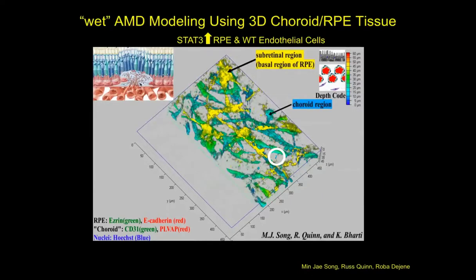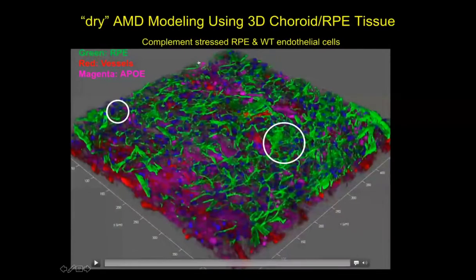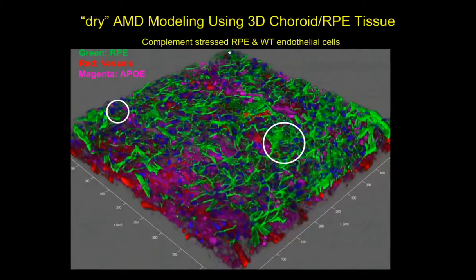Now I want to switch to another model, which is the other kind of advanced AMD, the dry AMD. In this case, similar tissue, but we have stressed it with a complement stressor, which has been shown previously to induce drusen-like deposit formation in a dish. And you can already appreciate that the RPE looks fairly thick on top of this tissue.